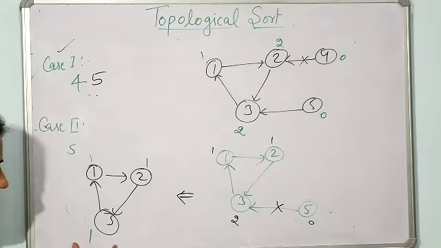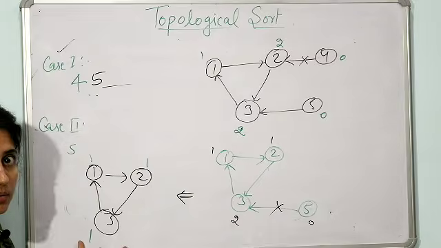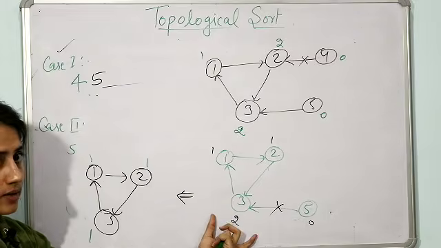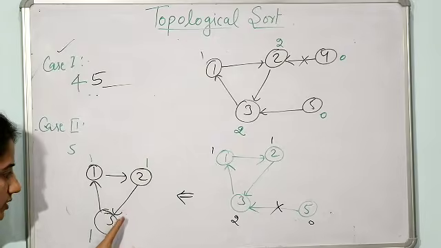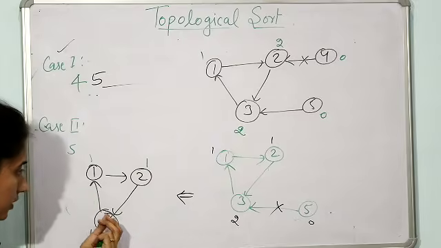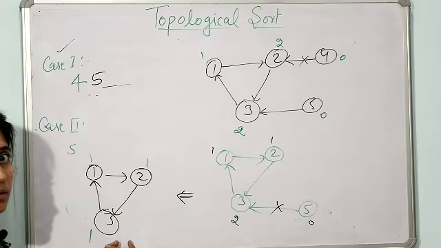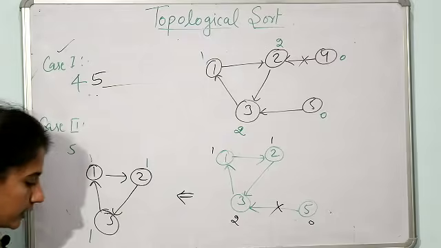Now is there any vertex having in degree 0? No, every vertex is having in degree 1, 1, 1. So we cannot proceed further. That is why I am saying if a graph contains a cycle, then it would not be possible to find out a topological ordering, because if the graph contains a cycle, then at some point you will reach a situation where you will not find any vertex having in degree 0. Okay, so that is the case.